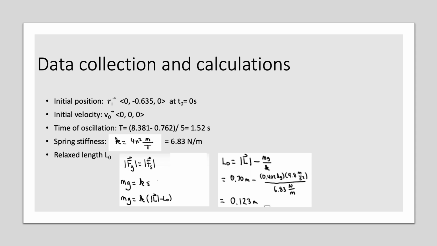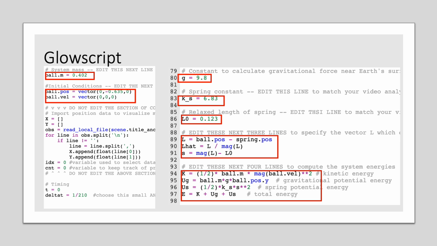Using the formulas from the video, we calculate the spring stiffness, which is set to 6.83 newtons per meter, and the relaxed length of the spring L0 equal to 0.123 meters. I made some edits to the starter code. I modified the initial conditions by setting the mass at 0.402 kilograms, the initial position and velocity as provided from Tracker. The gravitational force constant is 9.8 meters per second squared.